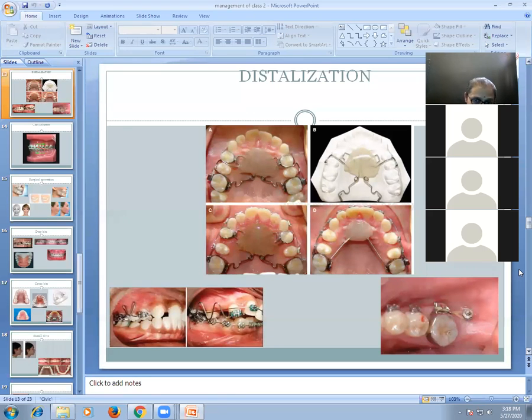This will be your homework. Find out which appliances are used to distalize in the upper arch, because this is very important for your model analysis. Most probably from next week you will be starting your model analysis at home.